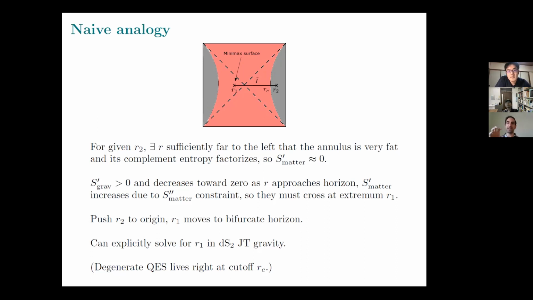The main point I wanted to emphasize is you can't use the de Sitter horizon naively in the same way, because it's a minimax surface. So I'll just pause for a sec.